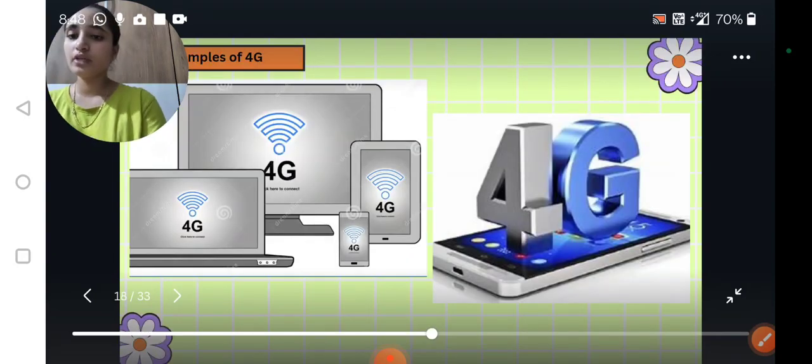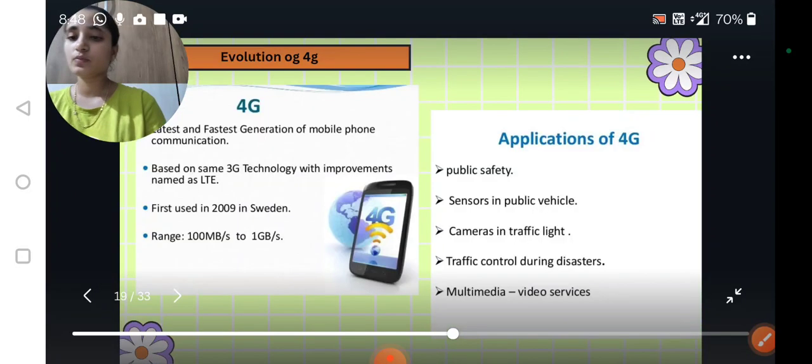These are some of the examples of the 4G. Next we move on to the evolution of the 4G. Latest and fastest generation of the mobile phone communication based on the same 3G technology with improvements named as LTE. First used in 2009 in Sweden. Range is 100 megabits per second to 1 gigabit per second.